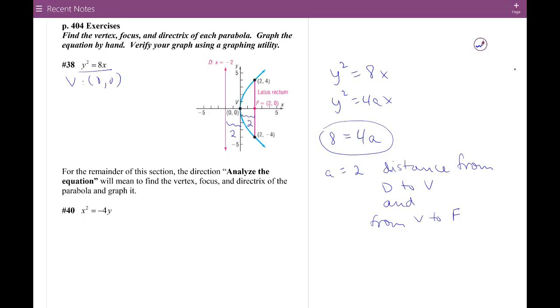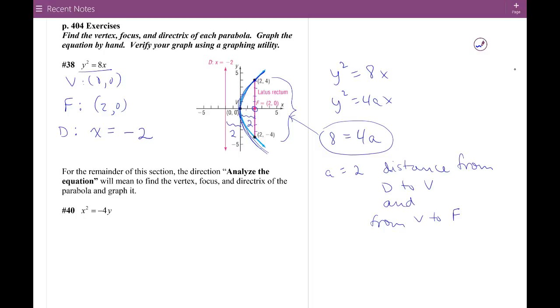Then remember 4a tells us how wide is the parabola at the focus. So I start at the focus, which I know is 2 away from the vertex. Then I go up 4 and down 4, and I can draw my parabola. So the focus is at the point 2, 0. So I usually draw the pictures and then get this information off my picture. And the directrix has to be the equation of a line. So the equation of a vertical line is x equals a number. So the directrix is x equals -2. And then we draw the graph.